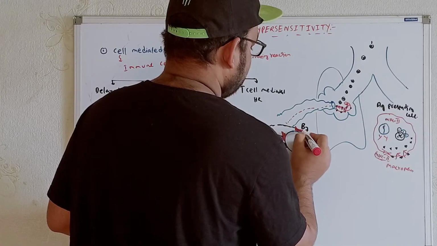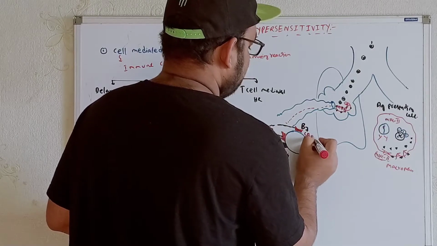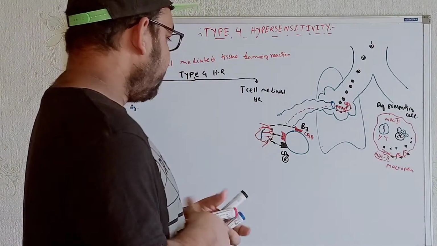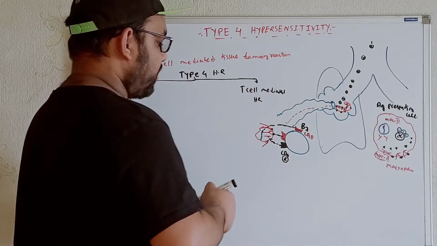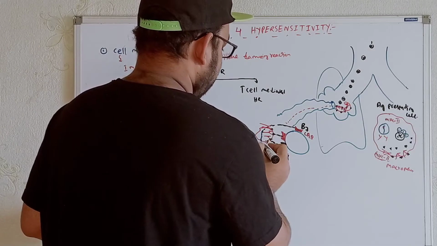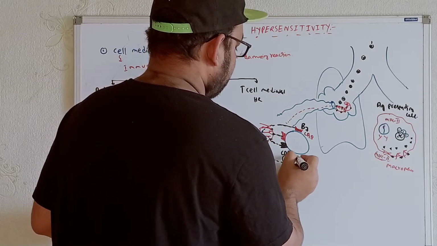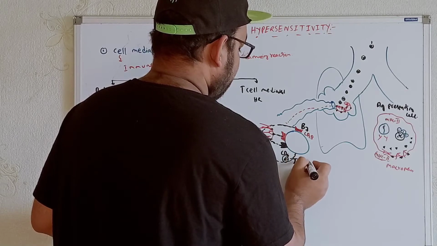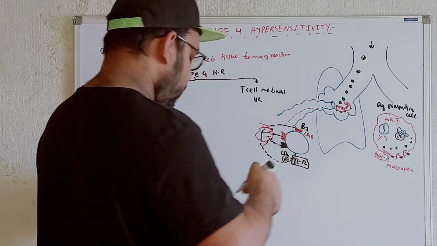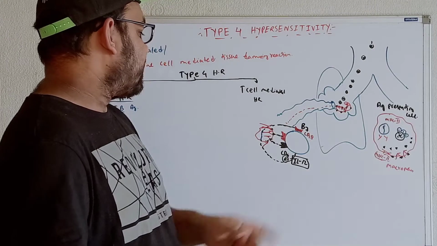The B7 will get CD28. And another kind of stimulator molecule, or you can say the co-stimulator, that will reach the T cell, is known as interleukin 12. Interleukin 12.